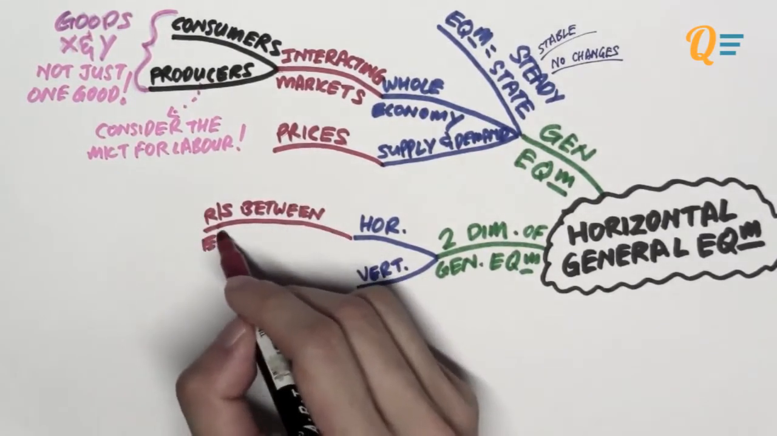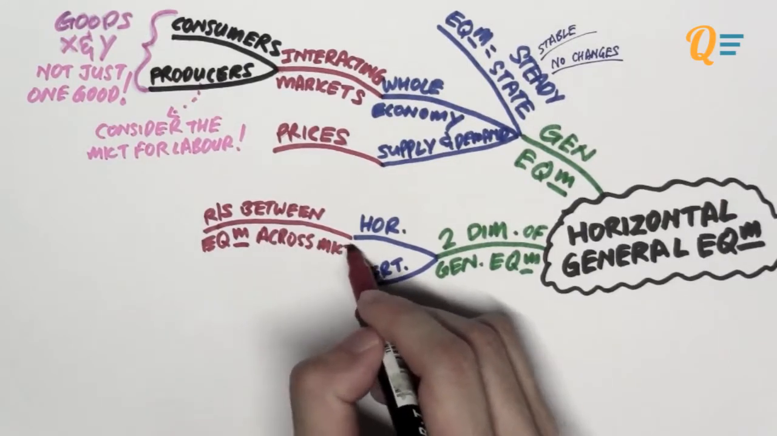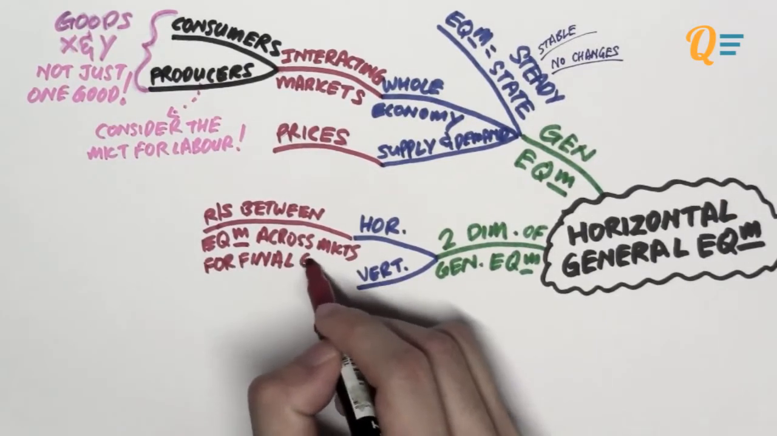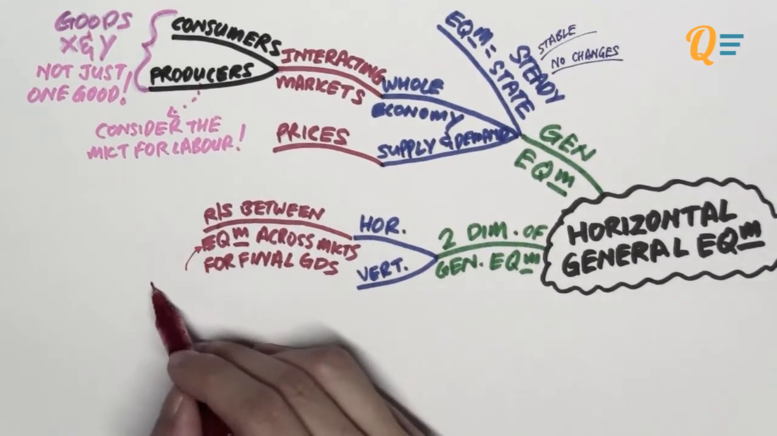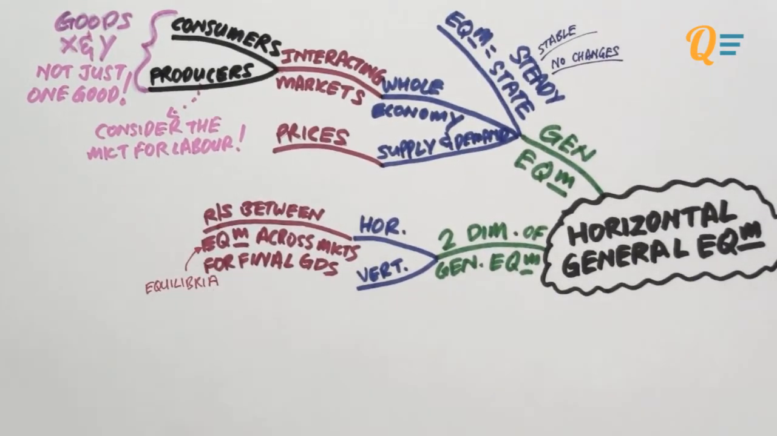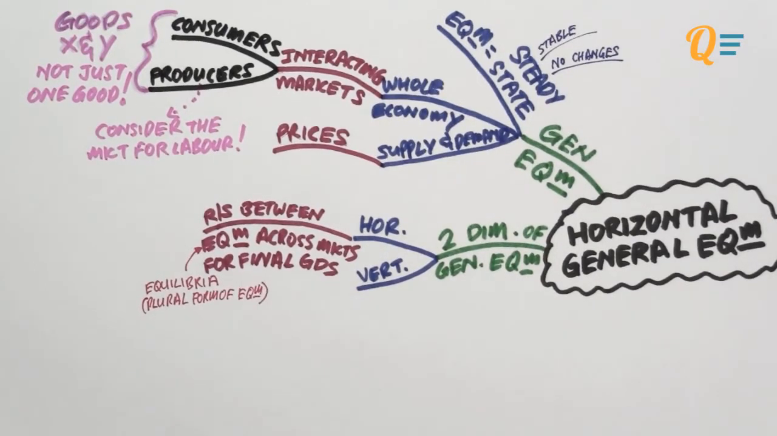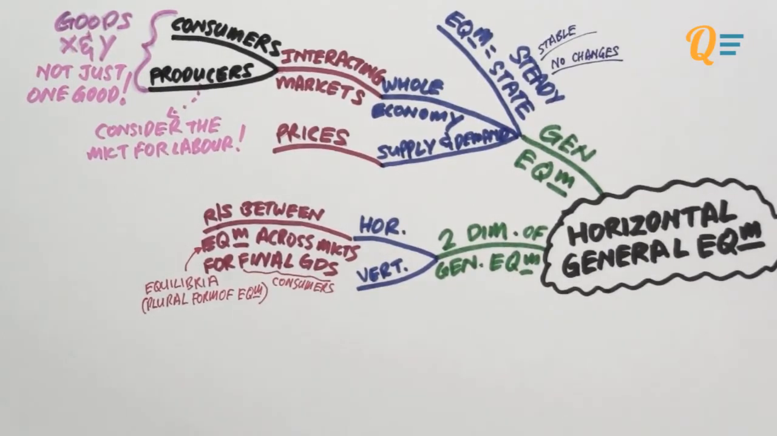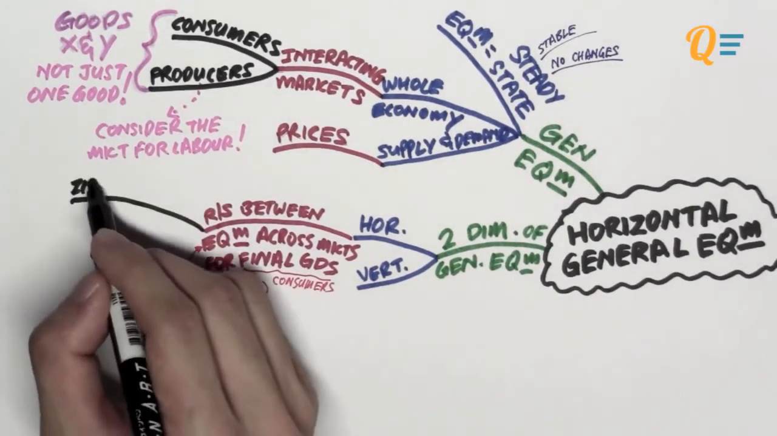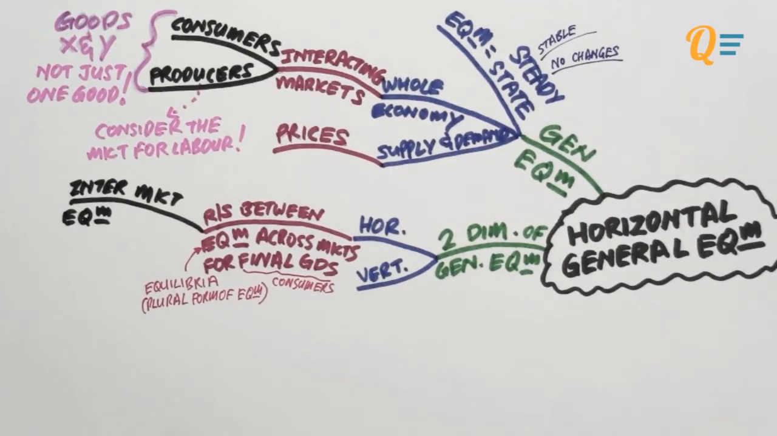What this is trying to tell us is we're trying to analyze the relationship between equilibria across markets for final goods. EQM here is actually equilibria. Equilibria here is simply the plural form of equilibrium. So you've got many equilibriums, that gives you equilibria, just a fancy word for it. Final goods here, we're talking about the consumers. And horizontal general equilibrium is also known as intermarket equilibrium.